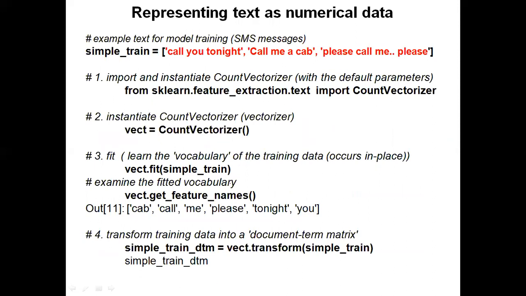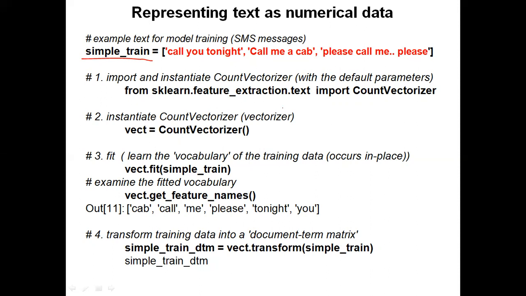to build the model and to test it, to predict the class of the new query point, right? So here is my array. Here we are creating the array of the training data set. simple_train is my variable name, equal to this array of string sentences, right? So there are 3 sentences in my array. Call you tonight, call me a cab, please call me please.